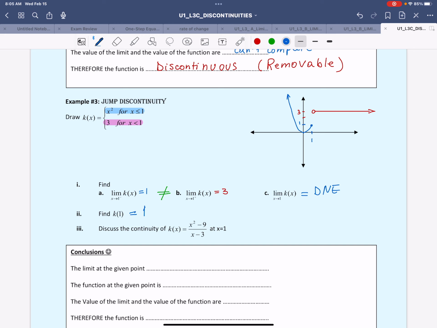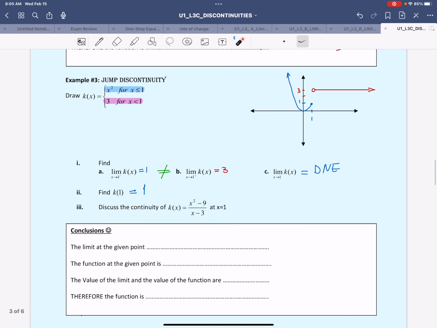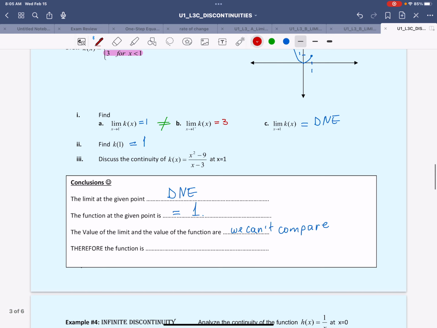So let's discuss now the continuity of this function. The limit at the given point, we said, doesn't exist. So the limit at 1 doesn't exist. The value of the function at the point is 1. Now, if we were to compare the limit and the value of the function, we cannot compare because one of them doesn't exist. So therefore, the function is discontinuous.